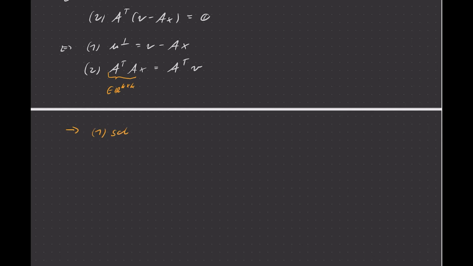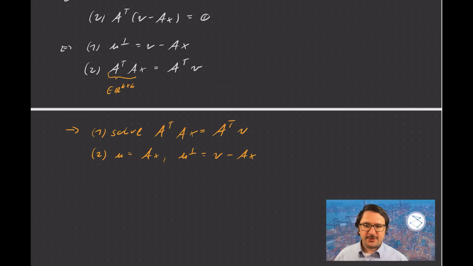So that is what we're going to do. Step 1, we're going to solve this equation here: A^T A x equals A^T v. And step 2, we're going to set u equal to Ax, and then u ortho equal to v minus Ax. And that's the decomposition that we want. So by solving this equation, we'll get the correct result. The only question that remains is, can this equation be solved, and is the solution unique? And that's the thing that we still have to show.